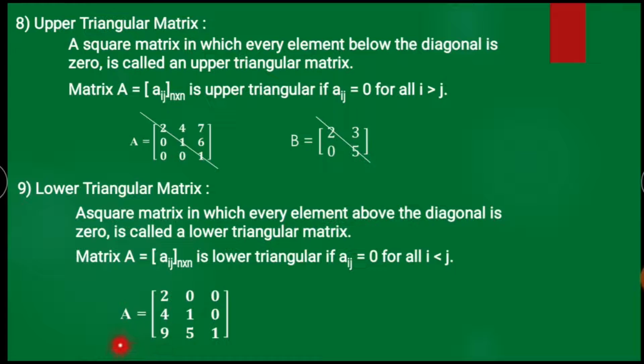See here the examples. In this matrix A we consider diagonal elements 2, 1, 1. Here the elements above this diagonal are all 0. So this is a lower triangular matrix. Then we consider the next example. Here we consider diagonal elements 2, 5. The element above this diagonal is 0. So this is a lower triangular matrix.